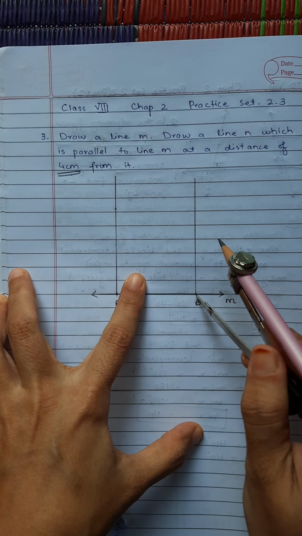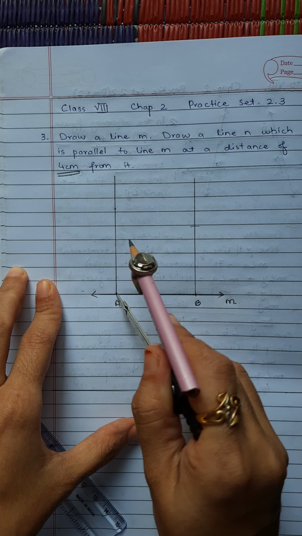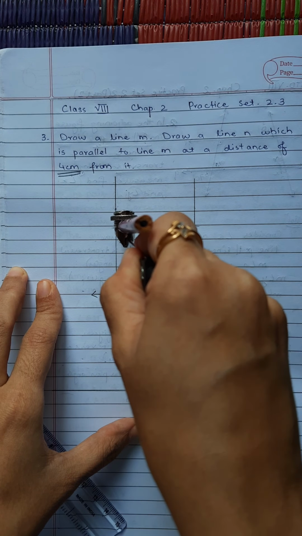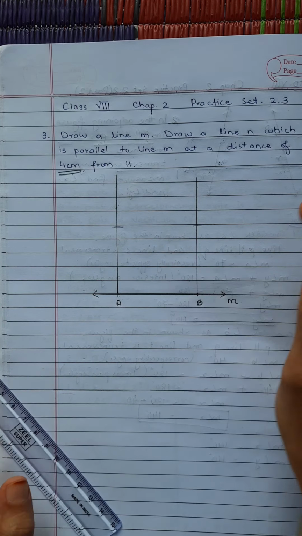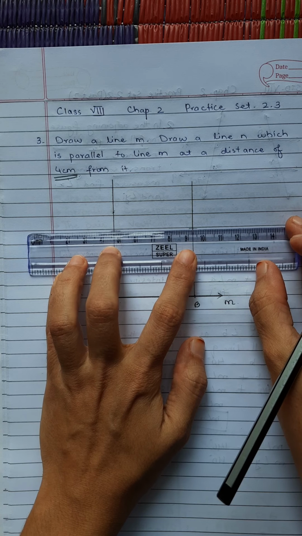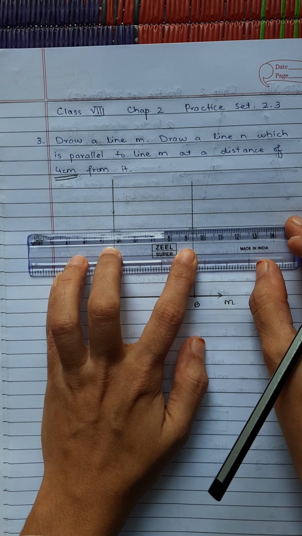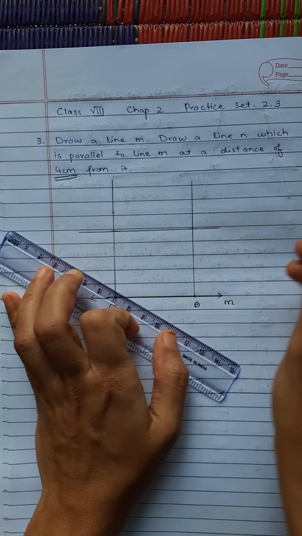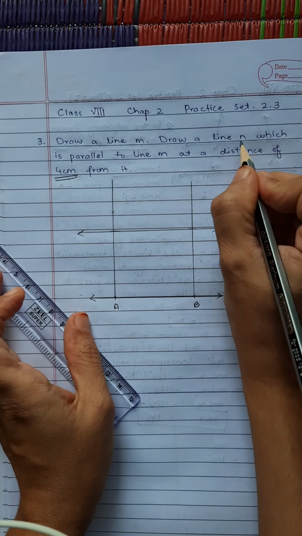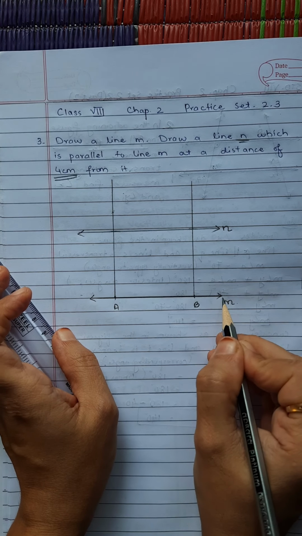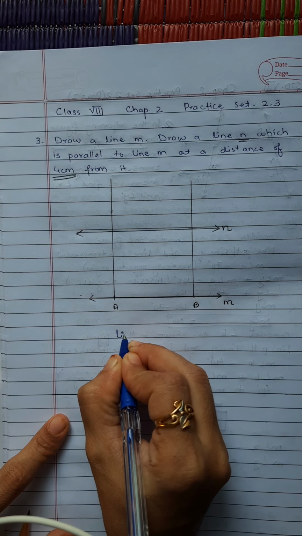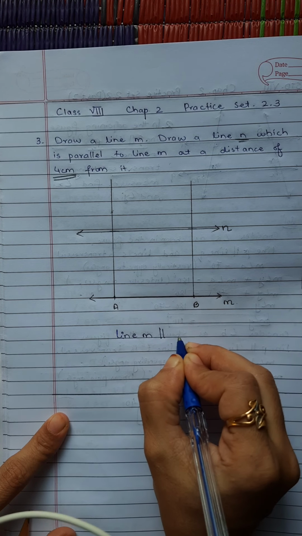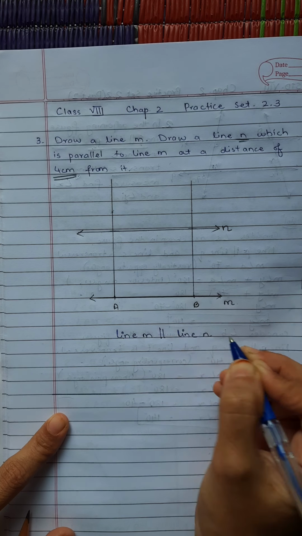Keeping on point B, take a distance of 4 centimeters. Keep it on point A, take a distance of 4 centimeters. Now you have got 2 points here at 4 centimeters. So join these 2 new points. This will be our new line, line N, which is parallel to line M. So at last you can write line M parallel to line N.